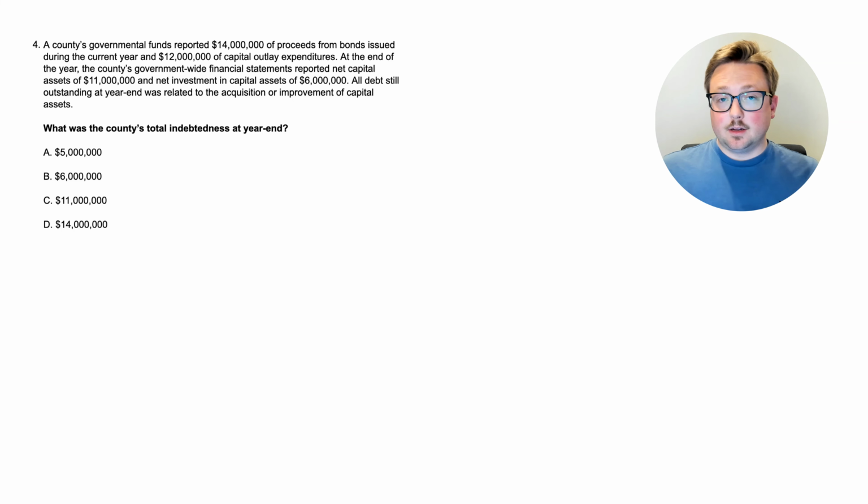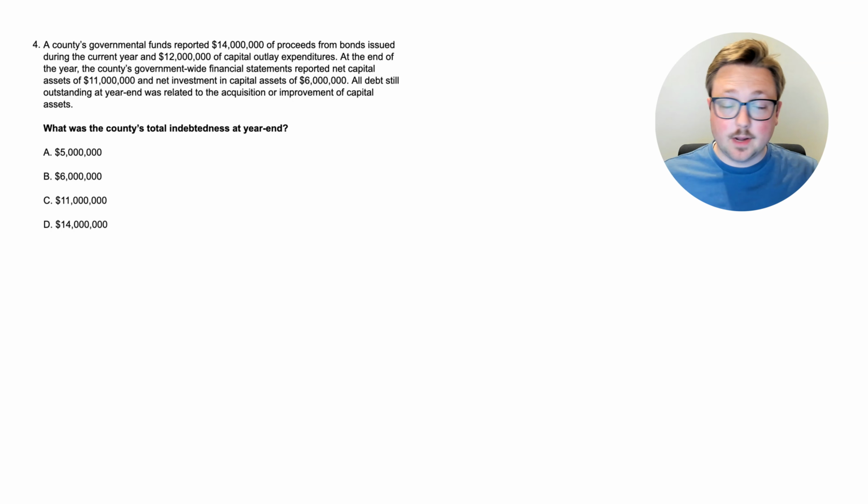So this is a totally new kind of question. We're still calculating total indebtedness, but we're given totally different things here. We're given some information about bond proceeds and capital outlay expenditures, which we've kind of seen some stuff about expenditures and bonds, but we have never had to deal with, in the previous questions, net capital assets or net investment in capital assets. So how the heck are we supposed to use this to calculate total indebtedness? So that's the point of this question, is to learn how to do that.